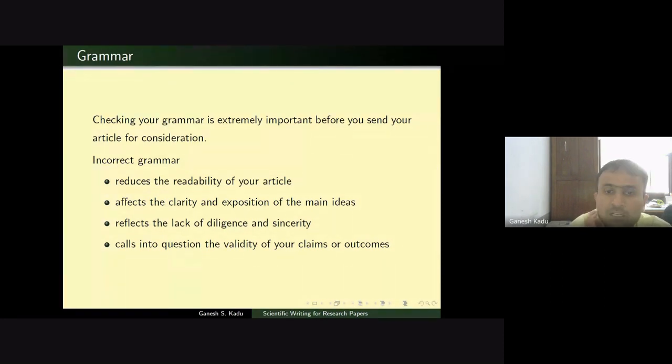Now let's come to the grammar part. Why is grammar important? Incorrect grammar will reduce the readability of your article. It will affect the clarity and exposition of the main ideas. And the third point is that it reflects a lack of diligence and sincerity. This is important because you're expected to do at least some basic grammar check.